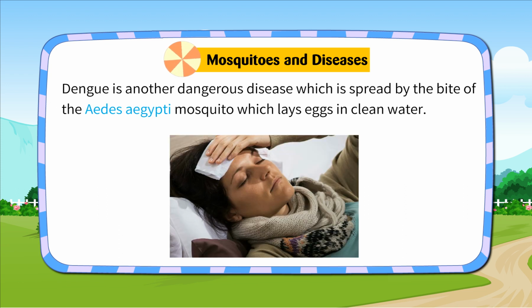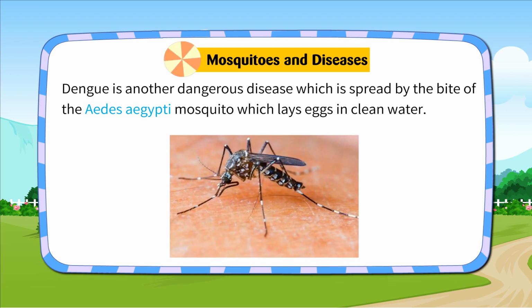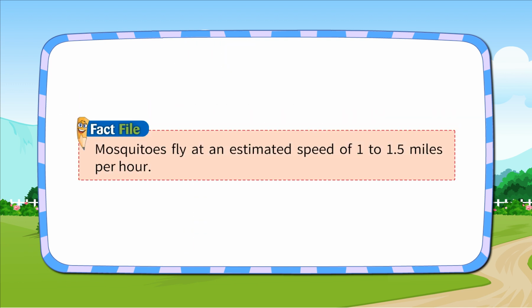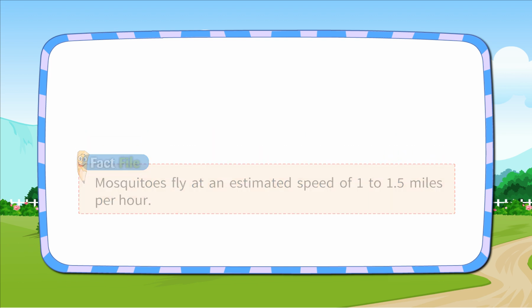Dengue is another dangerous disease which is spread by the bite of the Aedes aegypti mosquito, which lays eggs in clean water. A person suffering from dengue has high fever, severe headache, muscle ache, joint pains, vomiting, eye pain and rashes. Fact file. Mosquitoes fly at an estimated speed of 1 to 1.5 miles per hour.